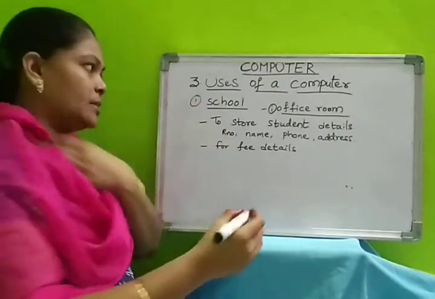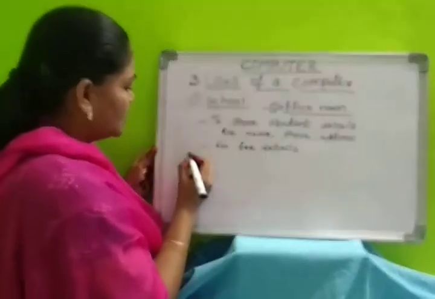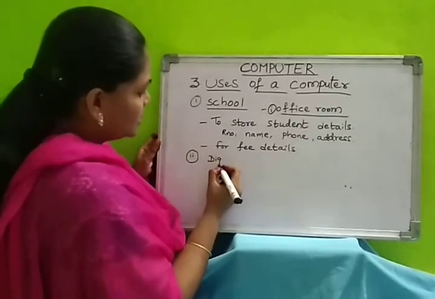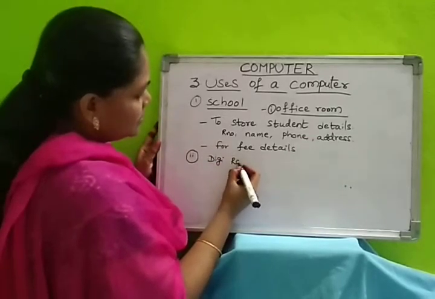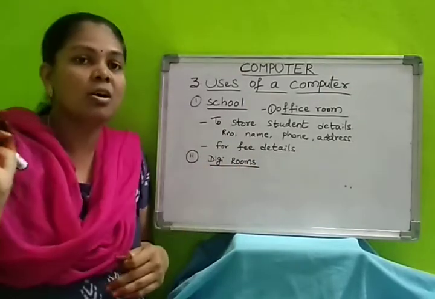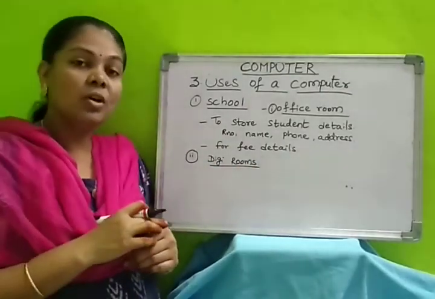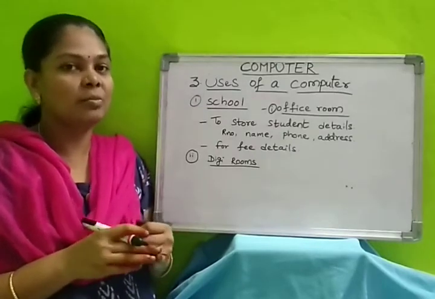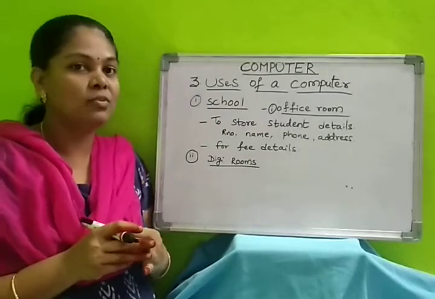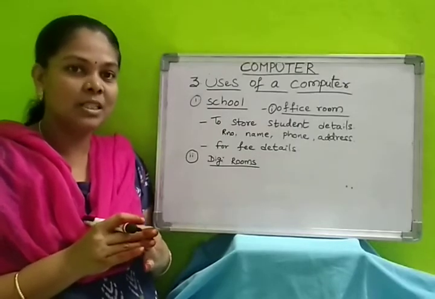Okay. Next, where do you see this? In DG rooms, isn't it? In the DG room we will see a computer with a big screen and a projector on top. What will you do there? You will watch animation stories, isn't it? We went to the DG room and watched about computers, isn't it?